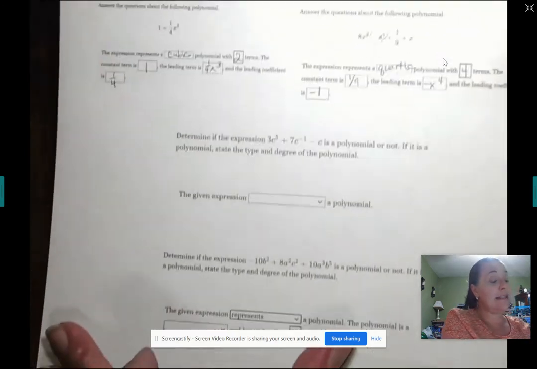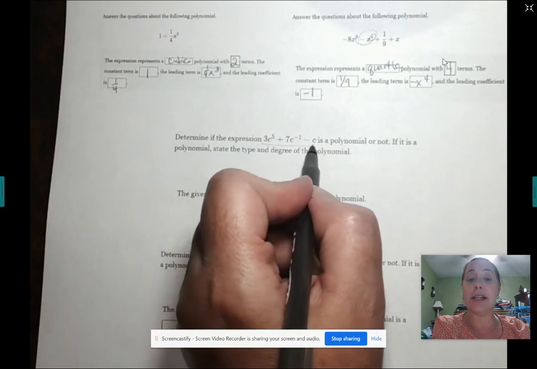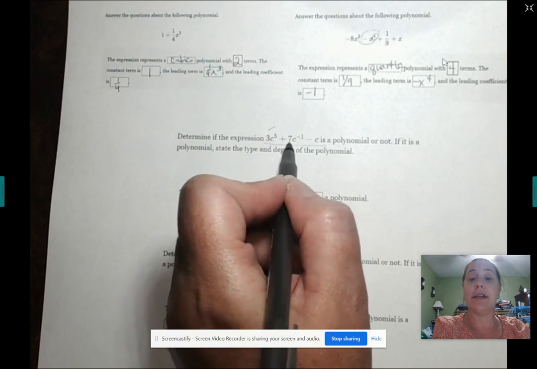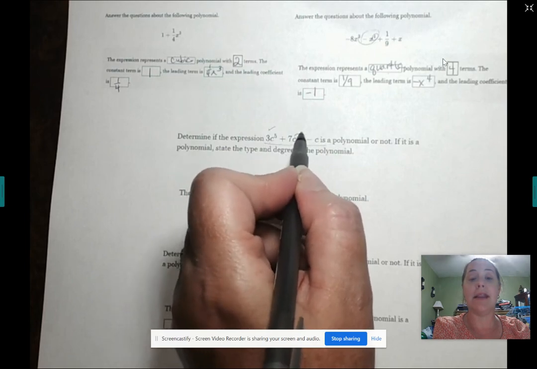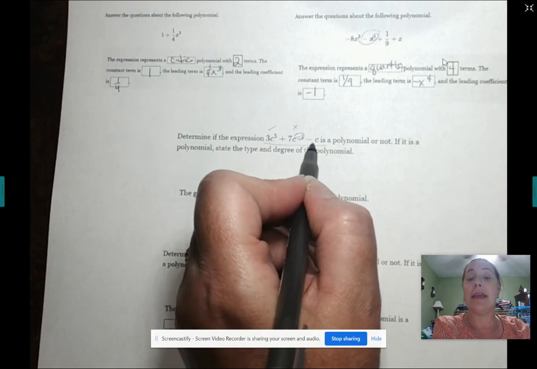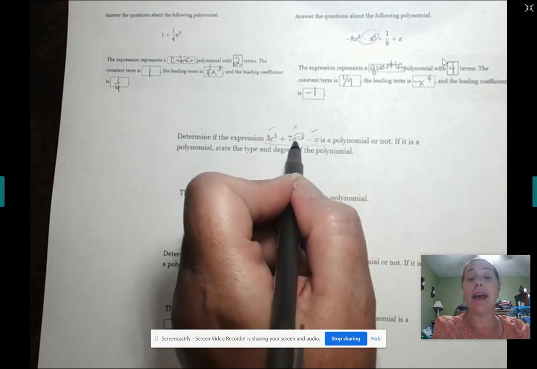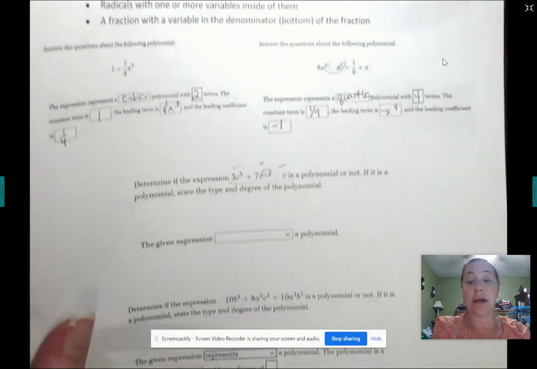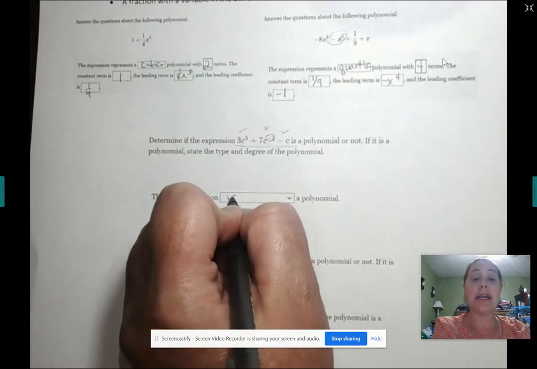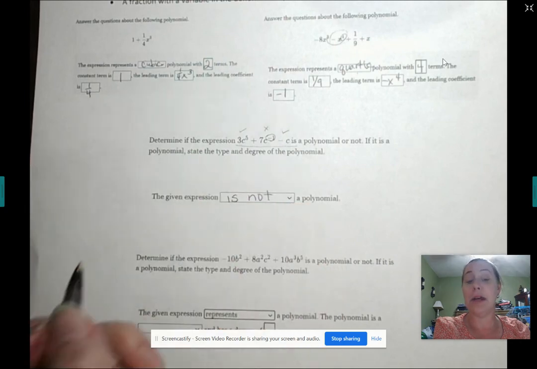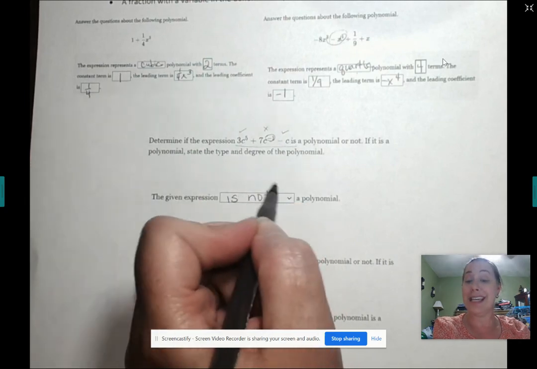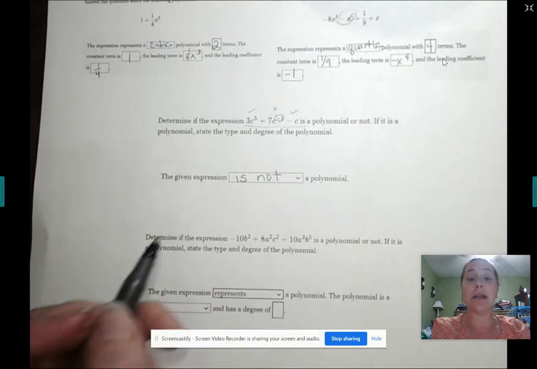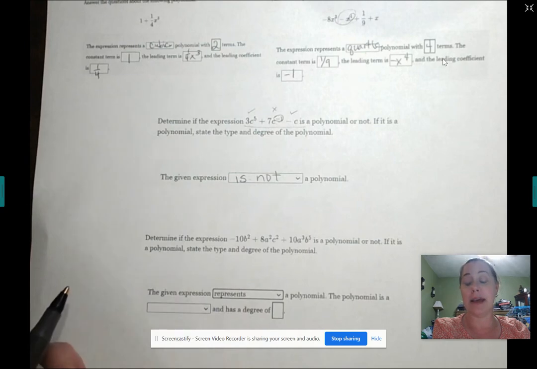Now you may also be asked to determine if a given expression is a polynomial. Look at this. 3c to the 5th, there's nothing wrong with that. Plus 7c to the -1, that is a problem. And then minus c, that's fine. What we have here, though, is a rule breaker. We have a negative exponent. We're not allowed those in a polynomial. So this given expression is not a polynomial. If it is a polynomial and you choose is, it's going to pop up with some extra things for you to categorize. But if you say is not, it's not going to bring up anything else.